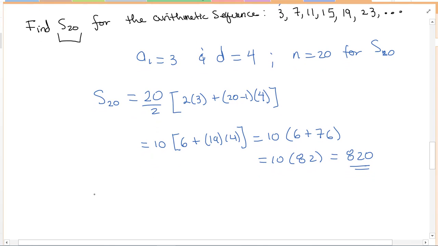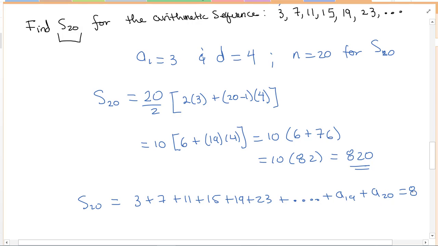So that will be the sum of the first 20 terms. So essentially, what this means is that you're adding, so the first terms are 3 plus 7 plus 11 plus 15 plus 19 plus 23 all the way until the 20th term. So when you add this, you're going to get 820. So the nice thing about the formula is that essentially we don't have to know what all these missing terms are, because with this nice formula we can figure it out without knowing all of the terms. And so let's try a second example.